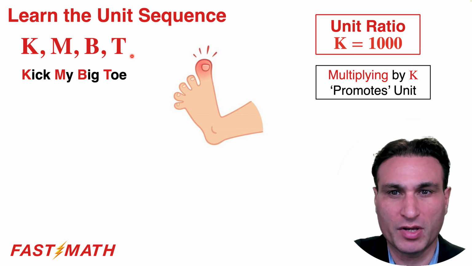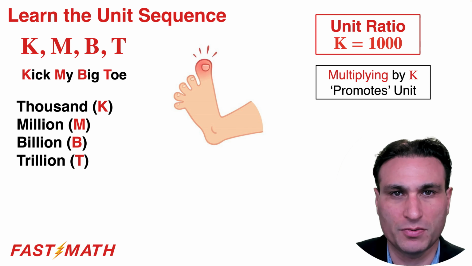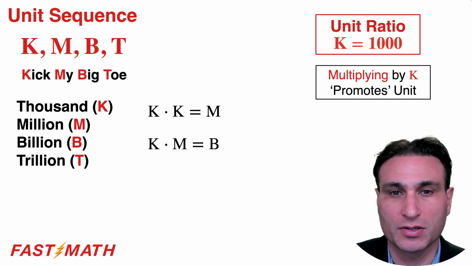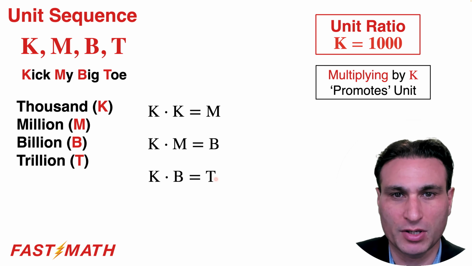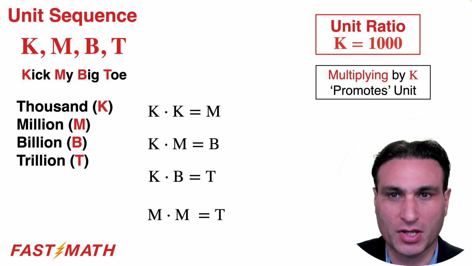Here we have the unit abbreviations, and here we have the unit names and abbreviations. Study this as long as you need to. And these are the two most important unit multiplication facts. 1,000 times 1,000 equals million, and 1,000 times million equals billion. We have a few more unit multiplication facts. 1,000 times billion equals trillion. And finally, what is a million times a million? It's a trillion. So these are the key facts for no-zero multiplication.